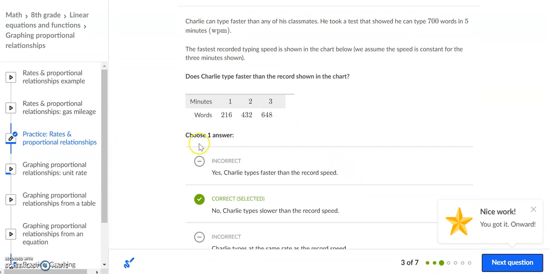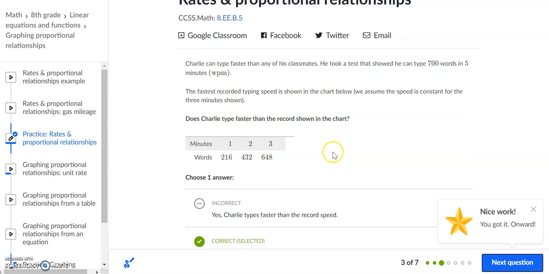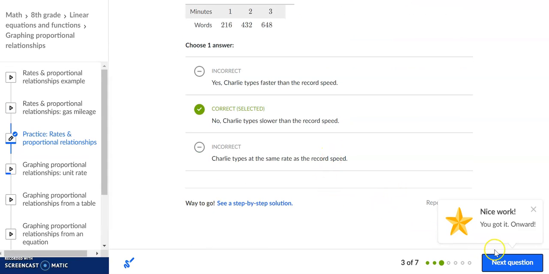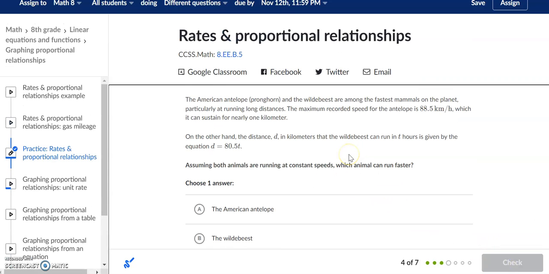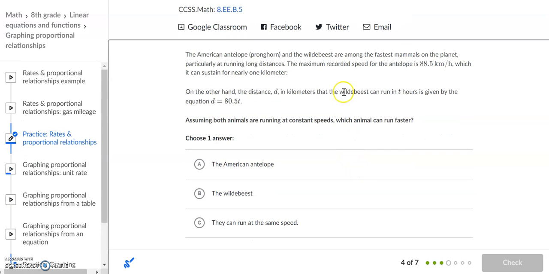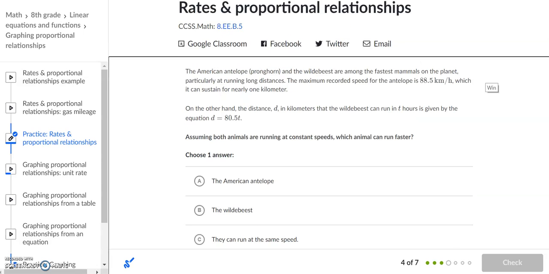This is the rates and proportional relationships practice problems, okay? I want you to go through these until you feel really, really comfortable. I'm going to do one more here. This is a speed problem. Speed is usually, we think about miles per hour, but it's some distance.